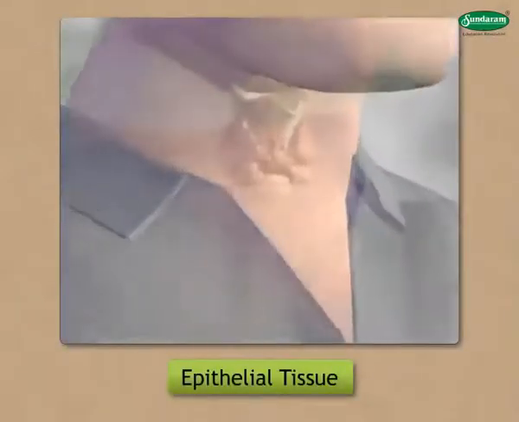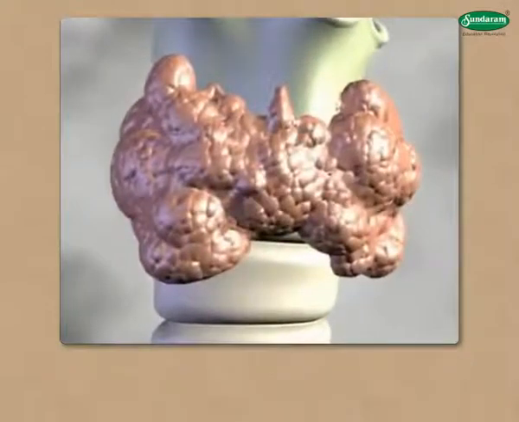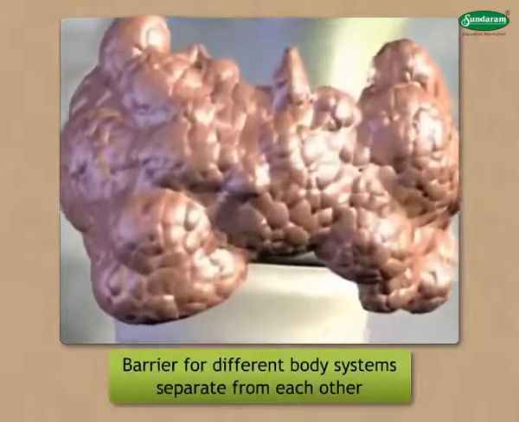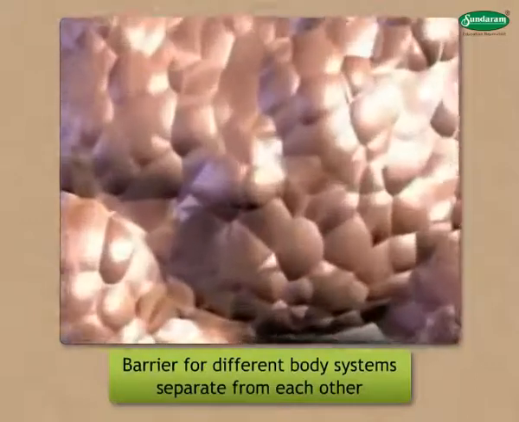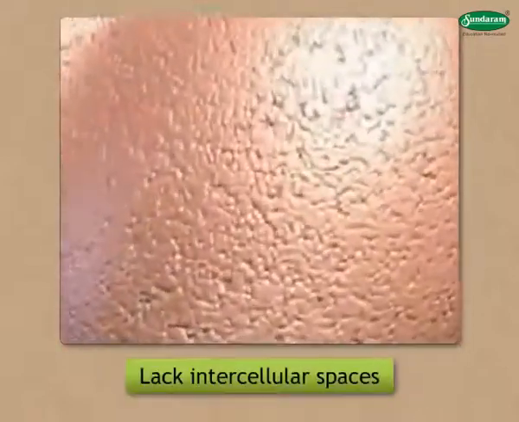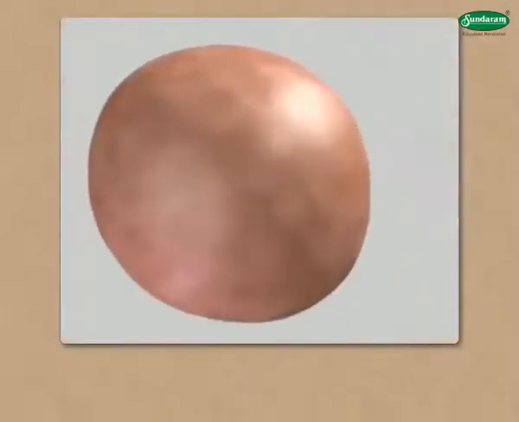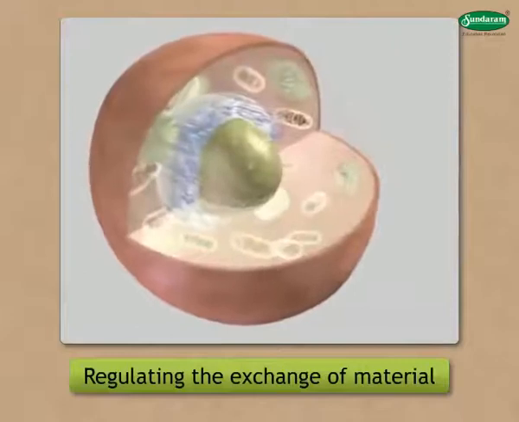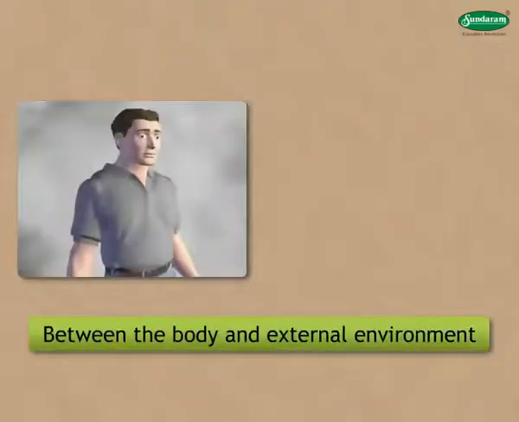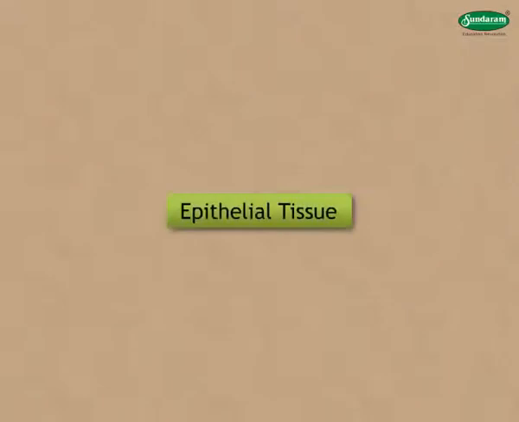Epithelial tissue forms a protective covering of the animal body. It also acts as a barrier to keep different body systems separate from each other. The cells lack intercellular spaces, so the permeability of the cells plays an important role in regulating the exchange of material between the body and the external environment. The different types of epithelial tissue are as follows.